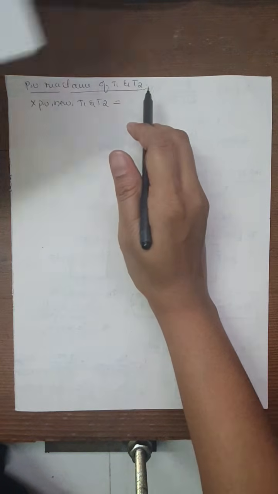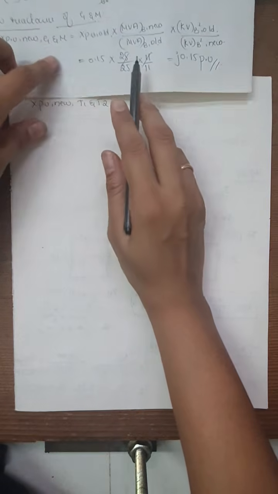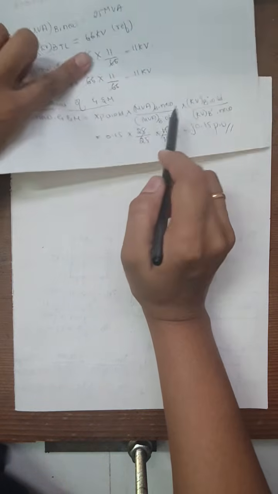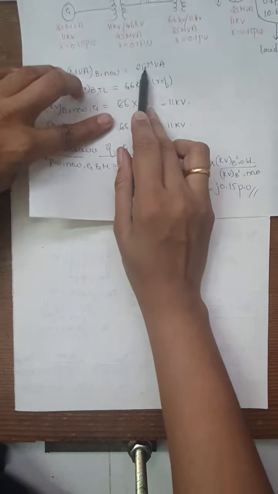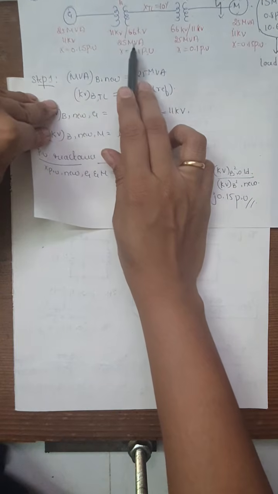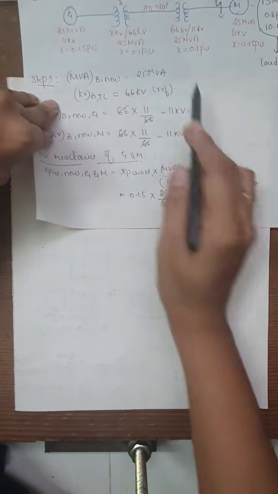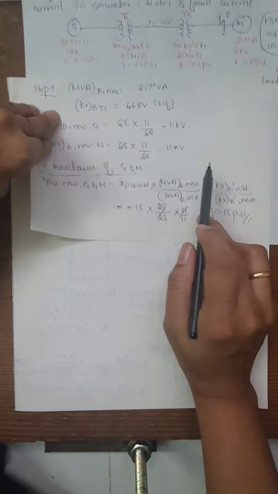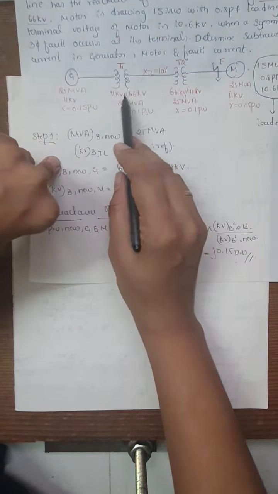Use the same formula, as you already know the steps from the first model. X per unit old for the transformer is 0.1. MVA base new will be 25 MVA, and the MVA base old is also 25 MVA. Next you can calculate the kilovolt value, old and new. Consider any one side and cross check for the secondary also.